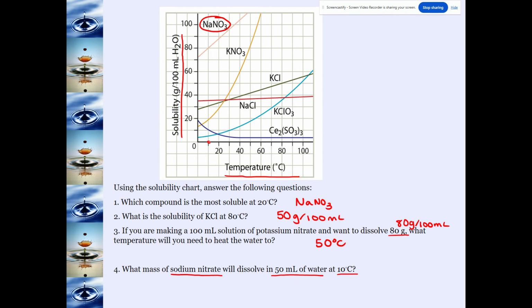Well, at 10 degrees Celsius, when I go up to my graph, I see that 80 grams will dissolve if I have 100 milliliters. Okay? It's asking me for if I have 50. So you could set up a ratio: 80 grams per 100 mL equals x grams over 50 mL. Cross multiply and solve for x. Or you can note that 50 mL is half of the volume, so it would be half of the solubility. It would be 40 grams per 50 mL. Okay? And that's kind of the hardest it gets.